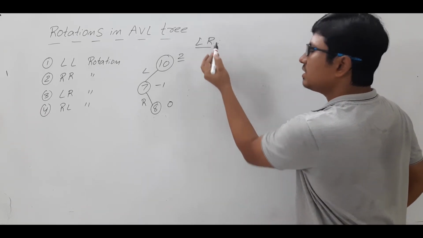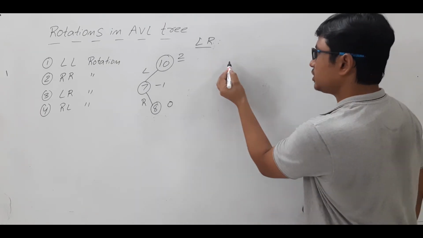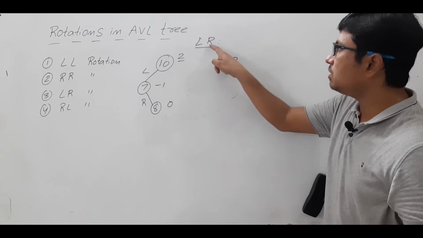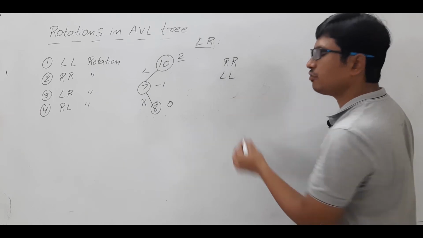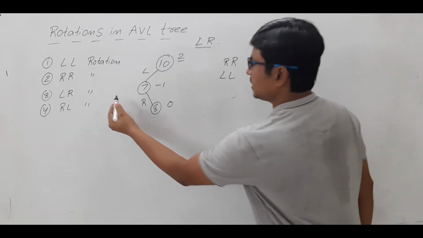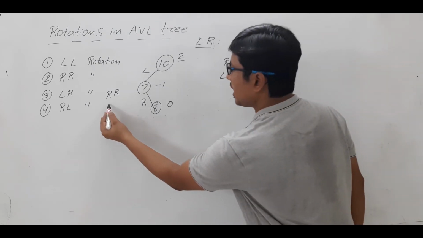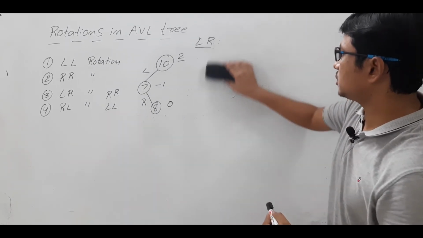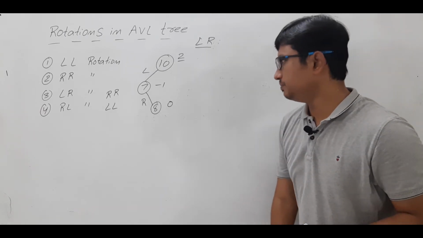Now the LR rotation is a combination of two rotations. First you need to perform RR rotation, then you need to perform LL rotation. Let me write here: first you need to perform RR rotation and then you need to perform LL rotation. Let me discuss each one. As it is a little bit complex, I request you to watch it carefully.